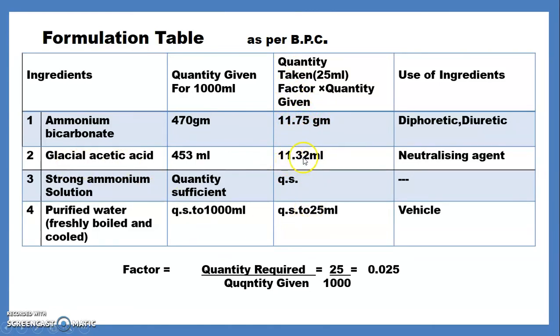Glacial acetic acid we get 11.32 ml. Then strong ammonium solution is QS, only for the pH adjustment, that's why its quantity is QS. Purified water QS to 25 ml, of course freshly boiled and cooled.